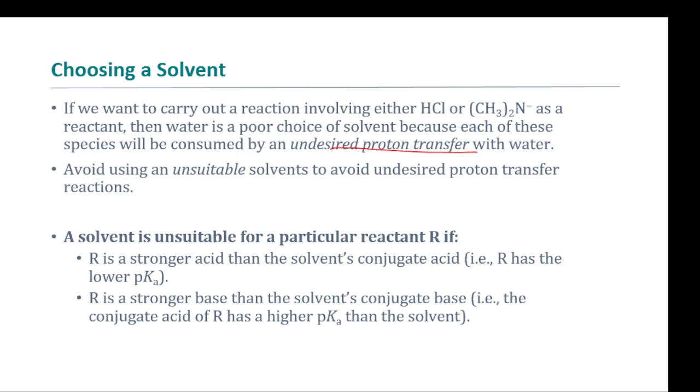We can avoid using unsuitable solvents to avoid proton transfer reactions. We can look at the solvent if it's suitable to a particular reaction. If it is a stronger acid than the solvent's conjugate acid, and therefore we have a pKa that's lower, it would be a suitable solvent. If the stronger base than the solvent's conjugate base, so if your conjugate acid, R, has a higher pKa than the solvent, then it would be suitable. Essentially, you just need it to be higher.